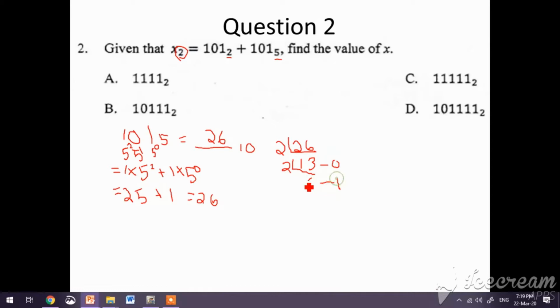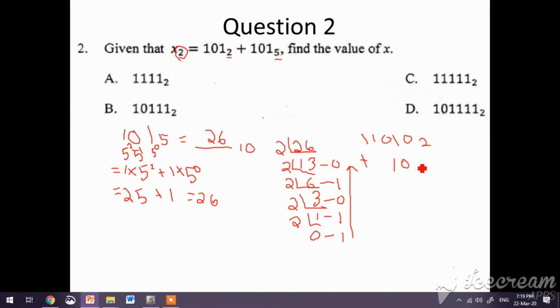6, remainder 1. Divided by 2, 3, remainder 0. Divided by 2, 1, remainder 1. Divided by 2, 0, remainder 1. So it is 11010. Plus this one, 101. 0 plus 1 is 1, 1 plus 0 is 1, 0 plus 1 is 1, 1, 1. So the answer is 11111 base 2.